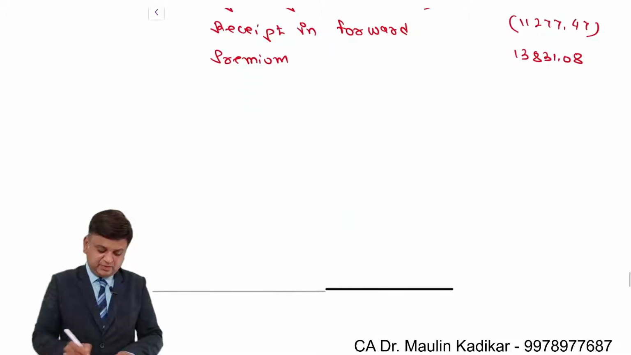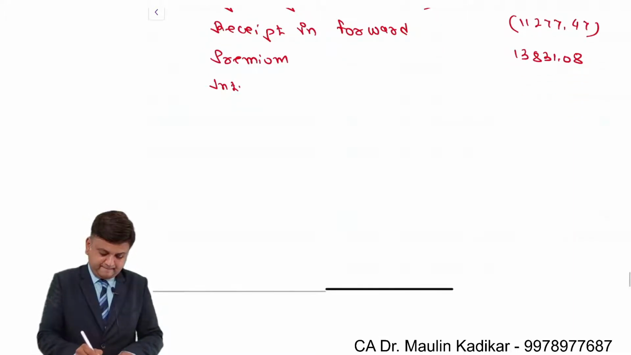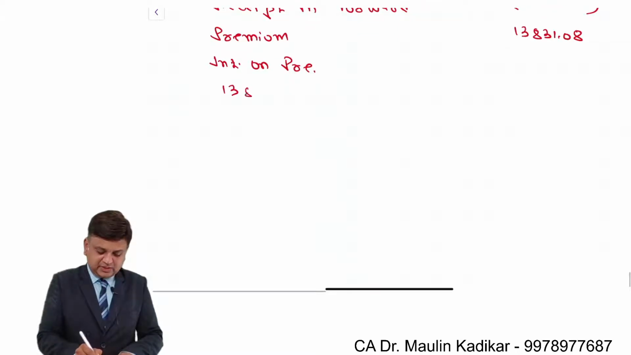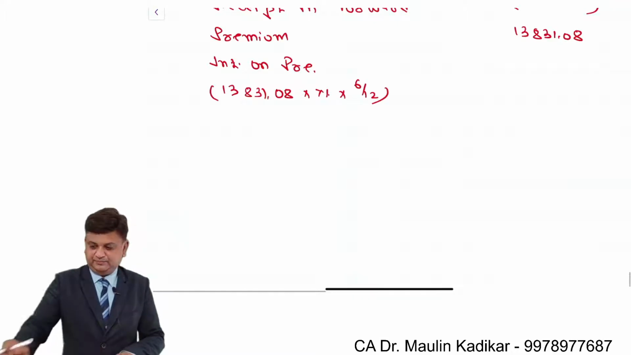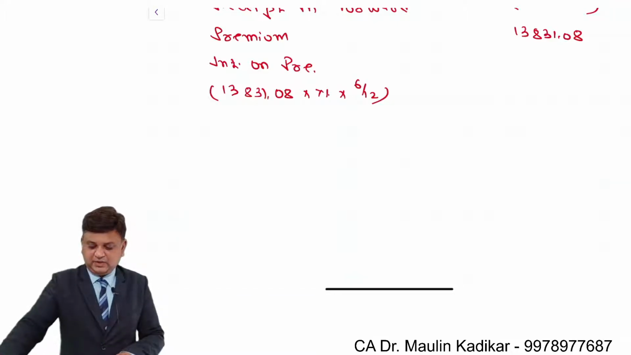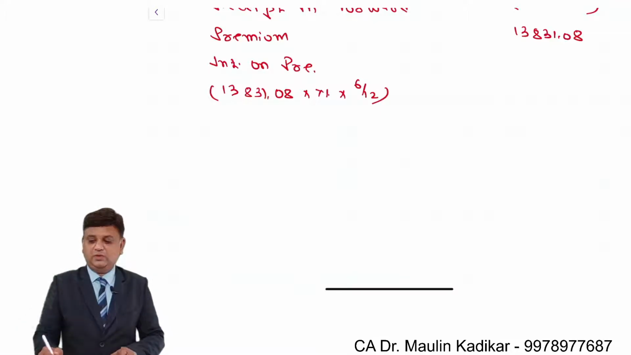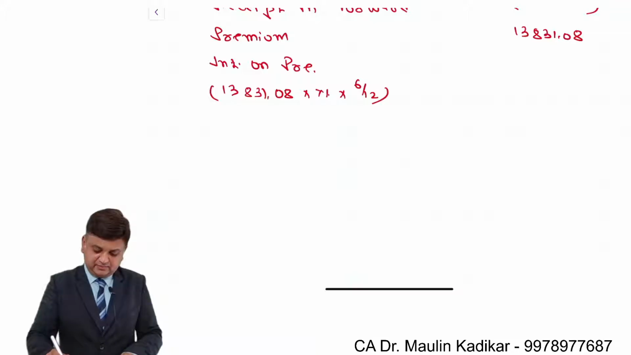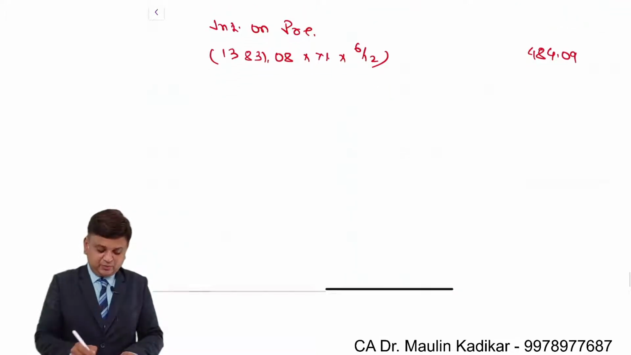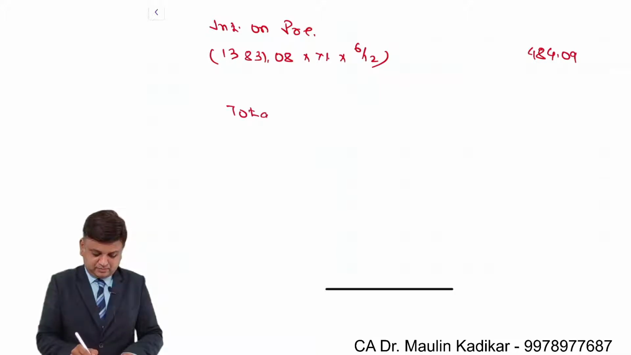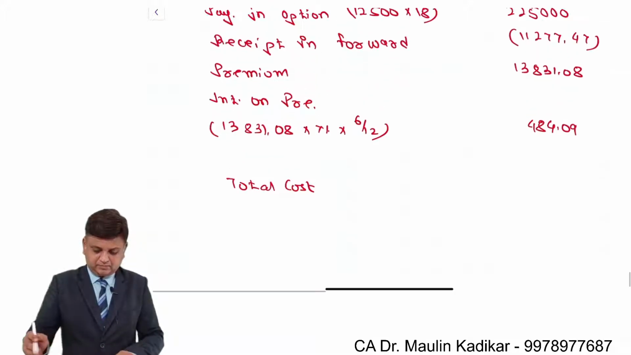Last is interest on premium. 13,831.08 into 7% into 6 divided by 12. 13,831.08 into 7% into 1 by 2. So 484.09. With that, we compute the total cost.